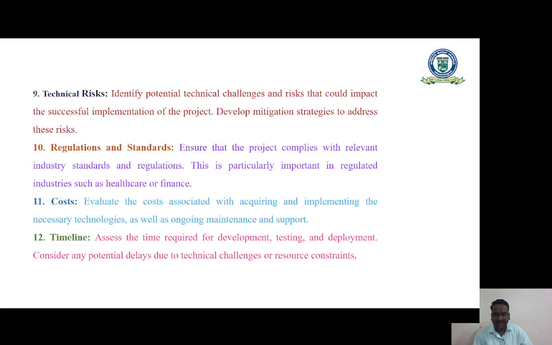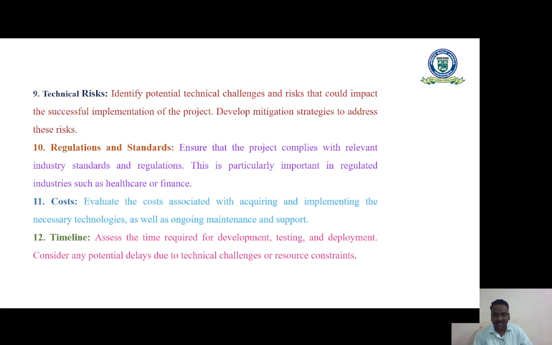Ninth, the technical risk. Identify the potential technical challenges and risks that could impact the successful implementation of the project. Develop mitigation strategies to address the risks.